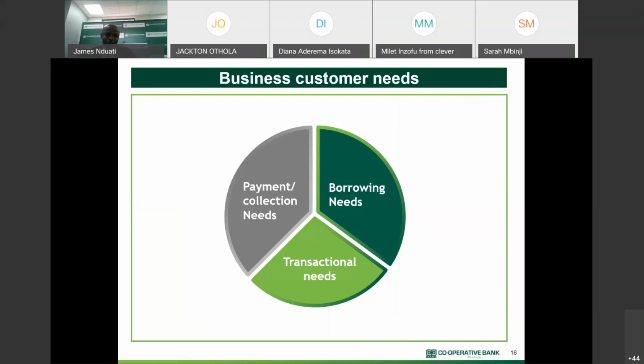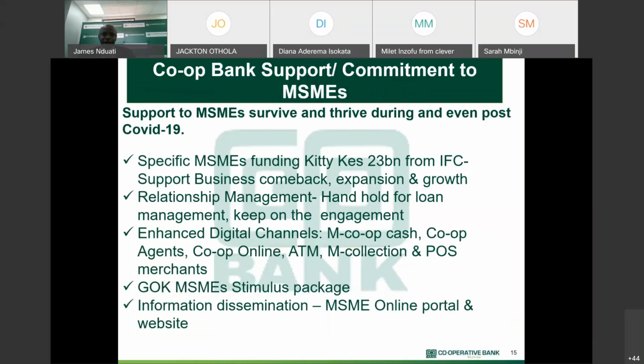Another area where we are here to support you is what we call information dissemination. We have an MSME online portal and website. All these webinars that are taking you through, and other educative materials, are on that website, so kindly visit the website and our MSME online portal and learn more. And let's go to the next slide.